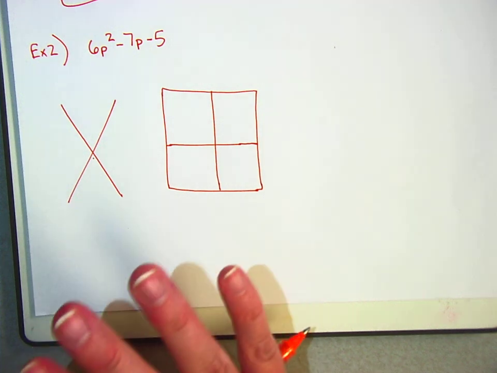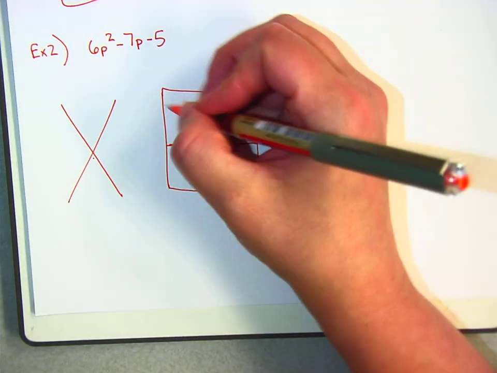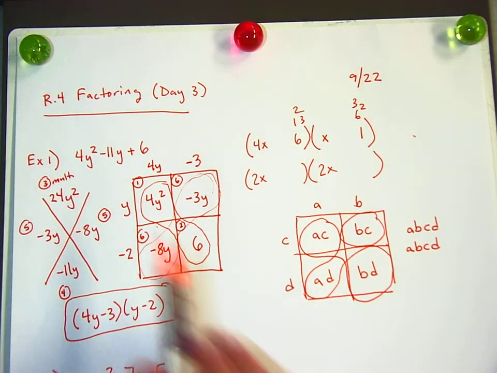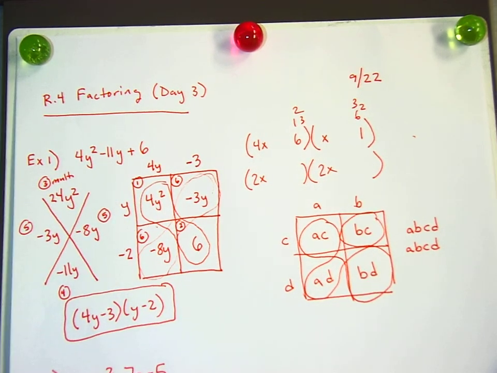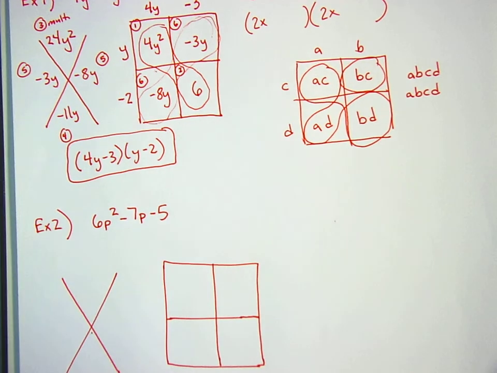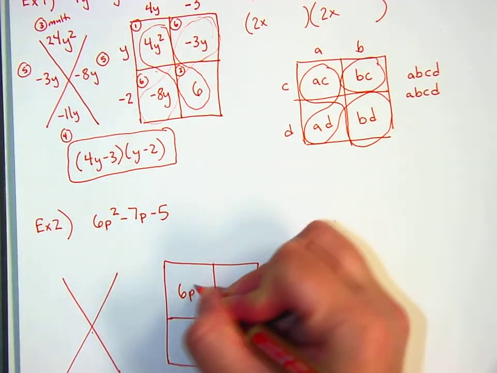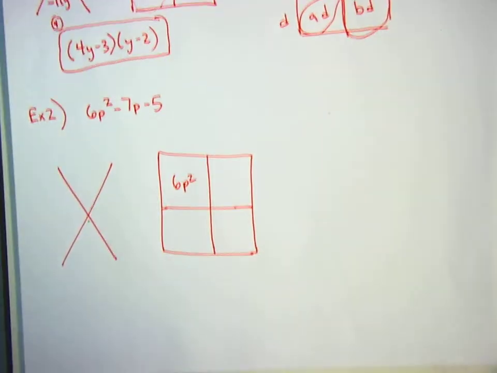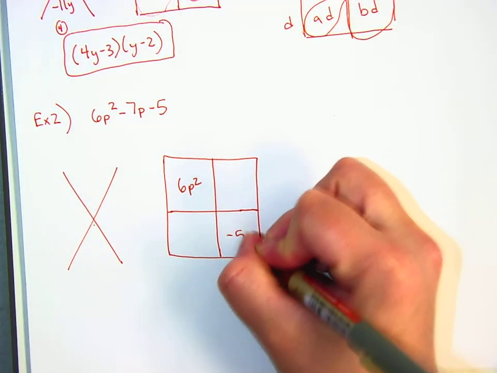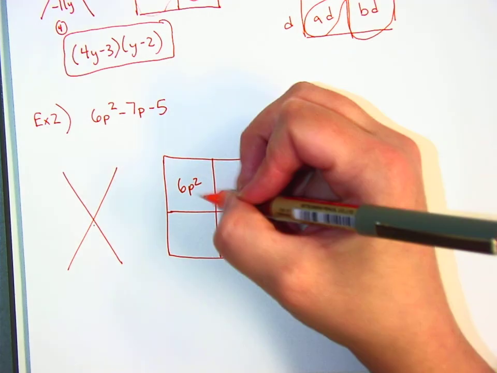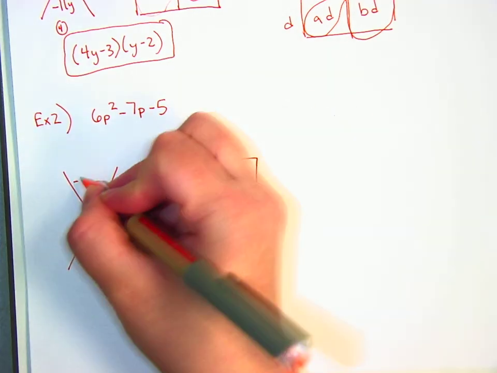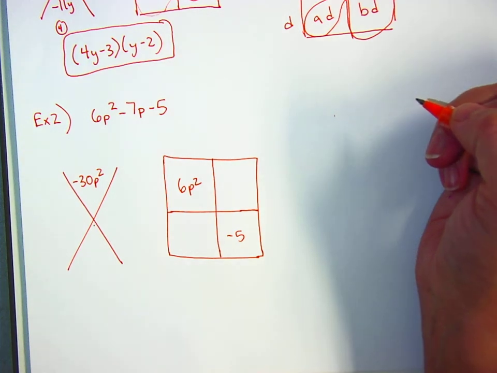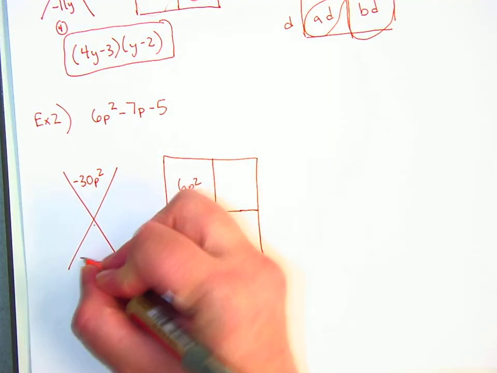If you're not comfortable enough yet to try this by yourself, then follow along with me, but make sure you take notes. All right, so if I look back at this example up here, remember these little numbers tell you what goes where and in which order to do them. So I'm going to start with that top left corner and put 6p squared right there. And then negative 5 goes in this bottom corner. And then I multiply them together to get negative 30p squared. And then I put this middle number on the bottom here, that's negative 7p.